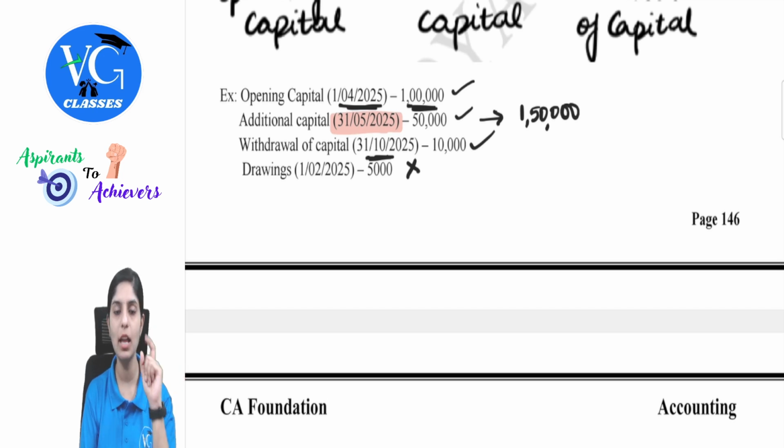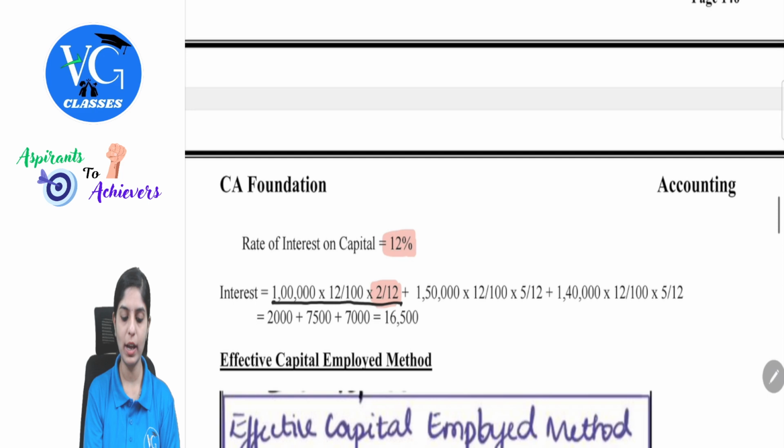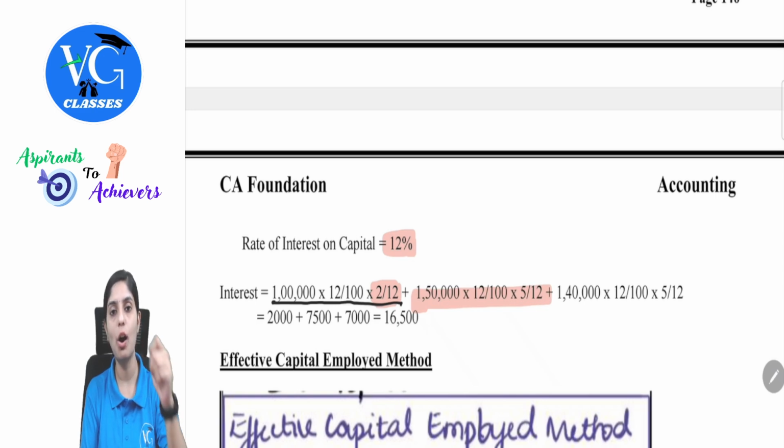So there are 5 months where the balance will be at 1 lakh 50,000. So it is 1,50,000 into 12 by 100 into 5 by 12. This is nothing but we are considering for how many months the balance is present in the business.